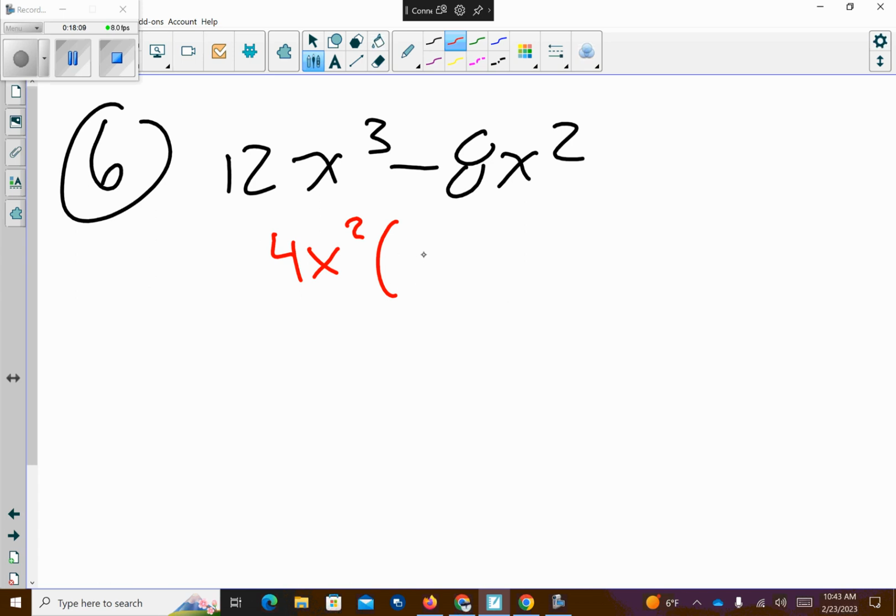4 times what number gives me 12? 3. And then how many x's are left? Just x. Minus? 2. Done.